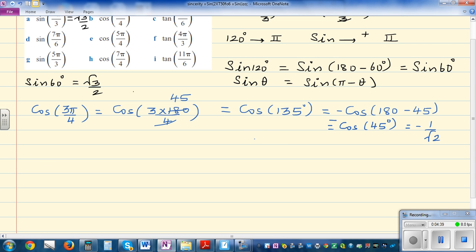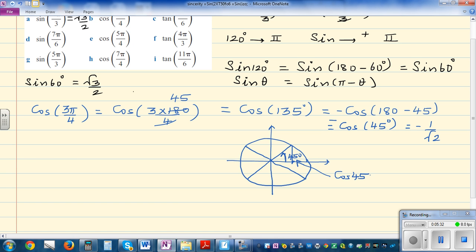Or if you want to understand using symmetry, let me draw a unit circle. So cos 135, suppose this is a unit circle. What is cos 45? Cos 45 is the x coordinate. Let me draw 45 degrees in all four quadrants. This is 45 degrees in the second, third and fourth quadrants. This x coordinate is cos 45, which is 1 over root 2.